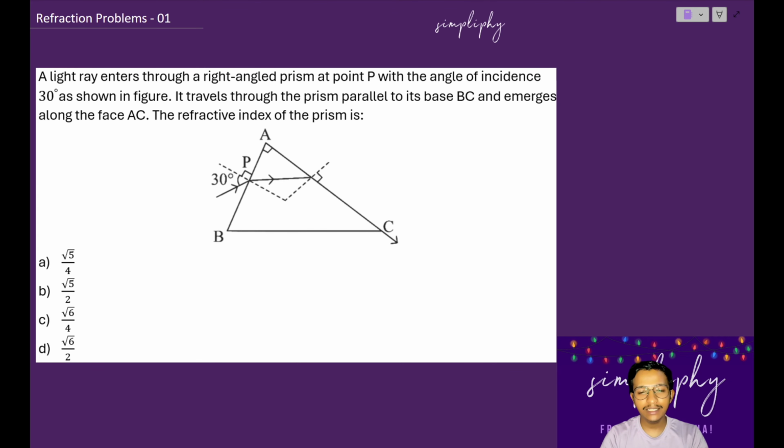In this series, I'll try to solve some problems of refraction. Let's not waste time and just dive into the problem. This is problem number 1.